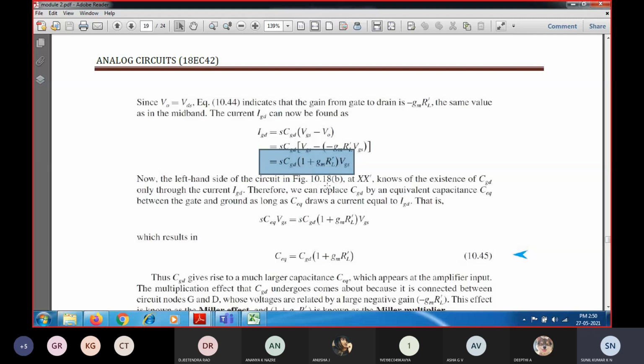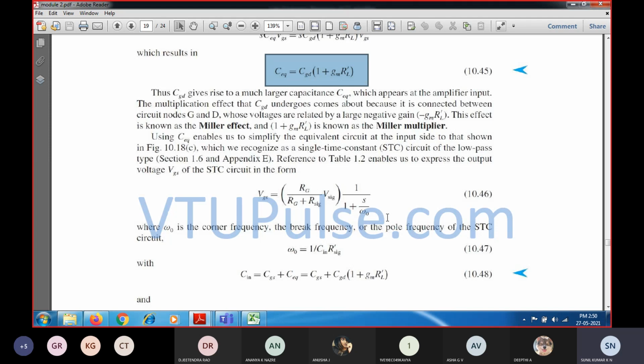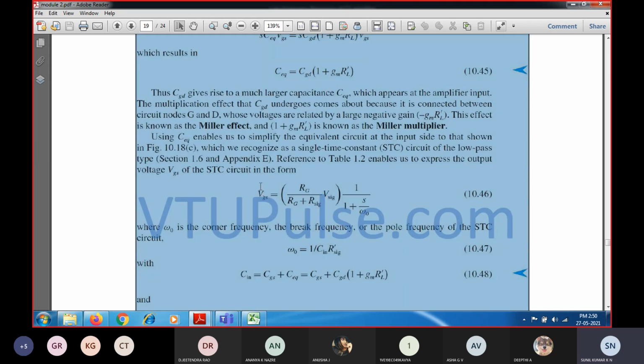So once the IGD has been found out, the newly equivalent capacitance must be equated to the current. So this is the amount of current, IGD. That should be made equal to the newly developed equivalent capacitance with the potential voltage associated with that, and then you are going to find out the equivalent capacitance, and after that we are going to find out the gate to source voltage, so at the input side.